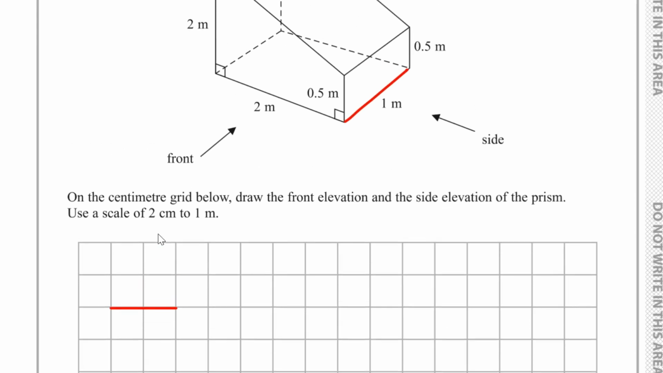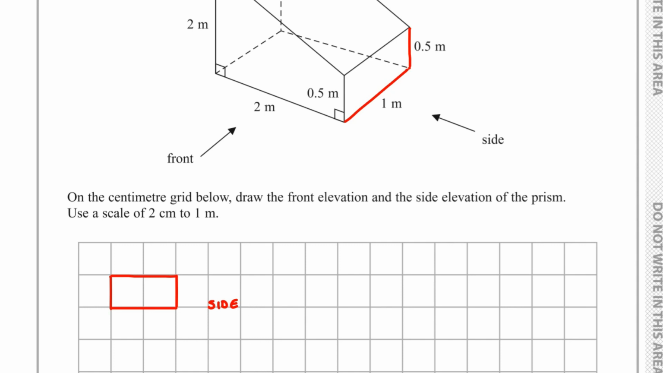And then because we've got 0.5 meters going up like this, I'll just do this one. Because we've got 0.5 meters going up, like this one here will be 1 centimeter. So we've got 1 centimeter over here. And if I finish off the box, you can see here we have the side elevation.